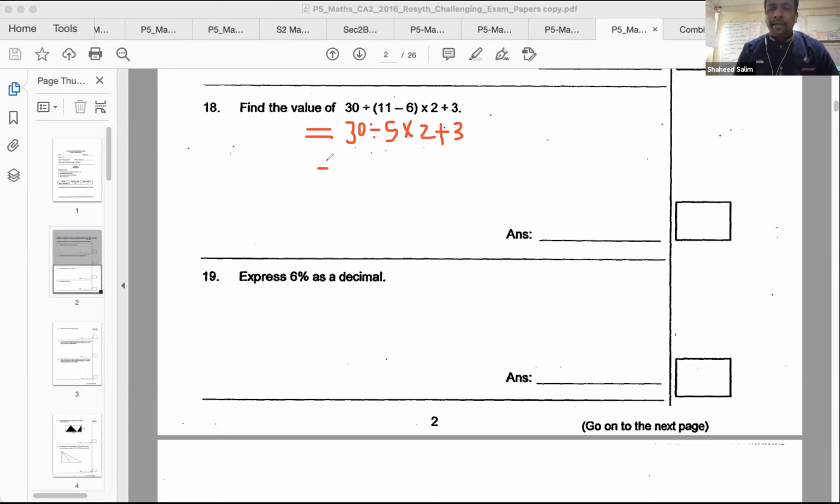So you do the divide first. 30 divided by 5 is 6. Then you need to times by 2, right? You times 2, you get 12. After that, plus 3. 12 plus 3, 15. Okay, the next one. Very simple.